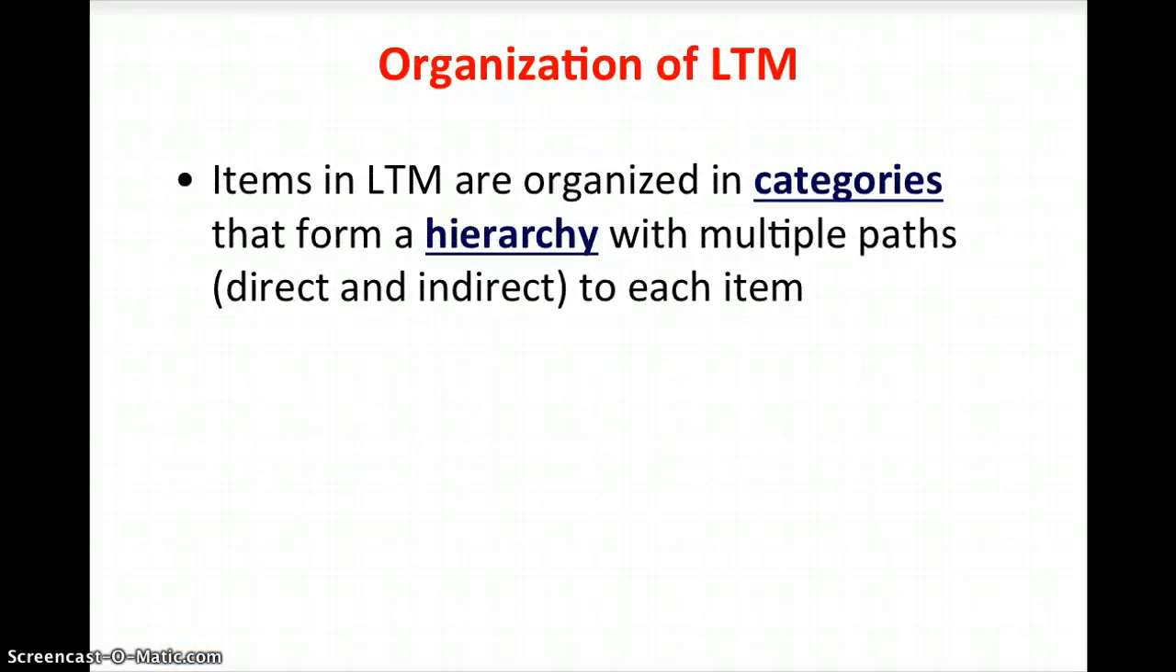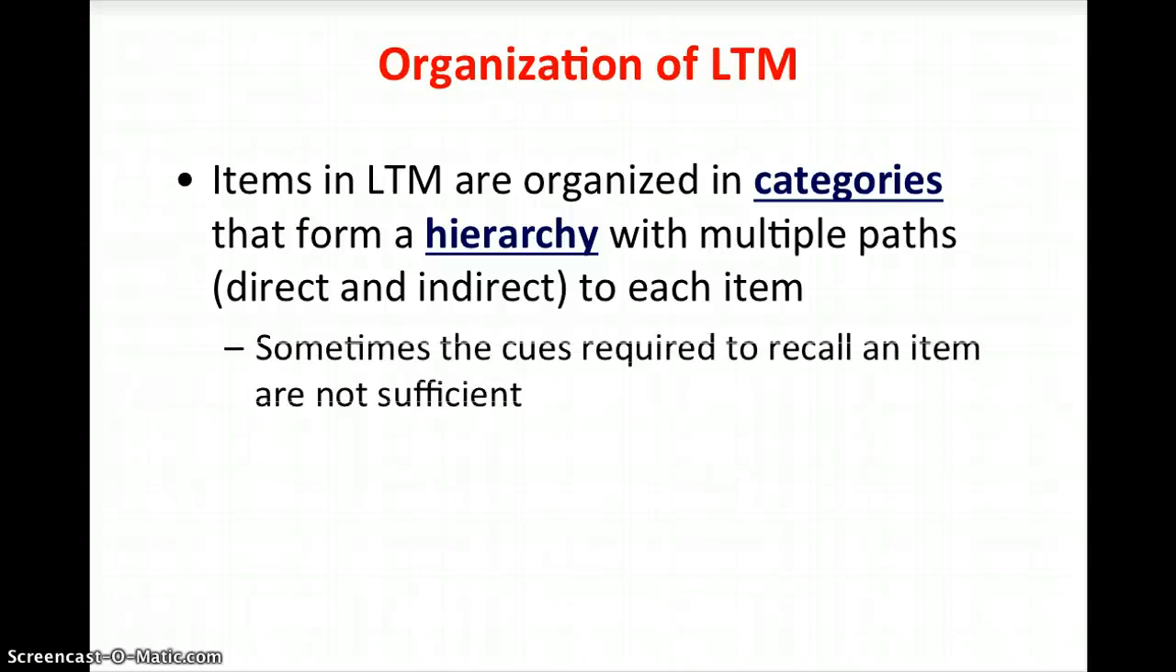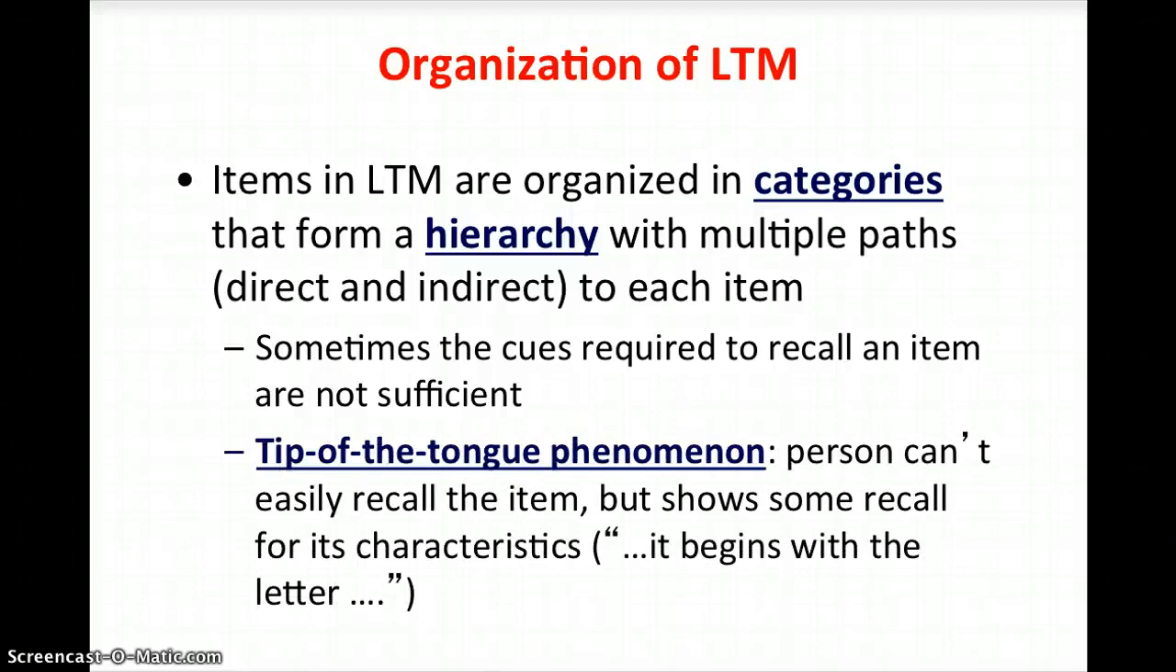All right, so your long-term memory is organized into categories that form a hierarchy. And there's lots of different paths, direct paths, indirect paths that you're able to make connections to. So sometimes the cues required to recall an item are not sufficient. And so therefore, you have what's called the tip of the tongue phenomenon. And I can guarantee you all have had this happen to you in your lifetime, probably in the last week. And this happens when a person can't easily recall an item, but they show some recall for its characteristics.